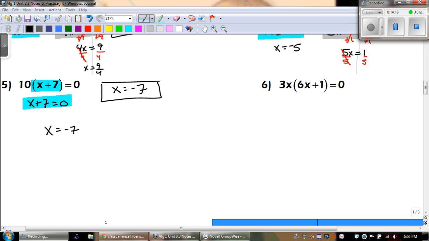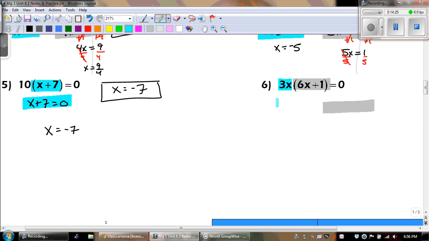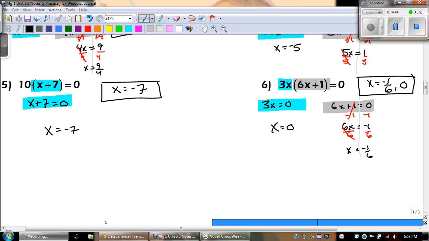Okay, and last one, number 6, once again, try that one on your own. We have two parts that are equal to 0. So go ahead and see if you can get the answers to both of those. Good luck. Okay, and then for number 6, you should be getting that x equals 0 and x equals negative 1/6.